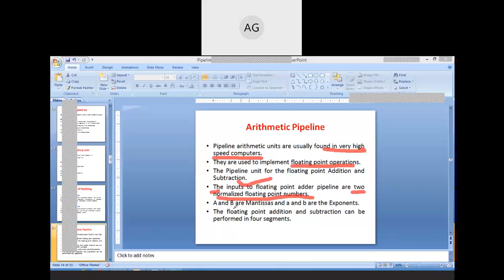Now capital A and capital B are mantissas, and small a and small b are the exponents. Just remember that capital A and B are treated as mantissas and small a and b are treated as exponents. The floating point addition and subtraction can be performed in 4 segments. So basically there are 4 steps we are going to perform in order to calculate the addition or subtraction with the use of arithmetic pipeline. Moving to the next slide.